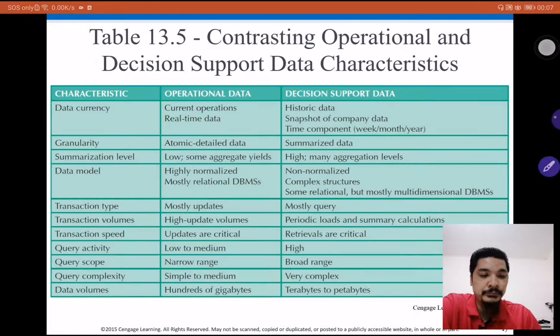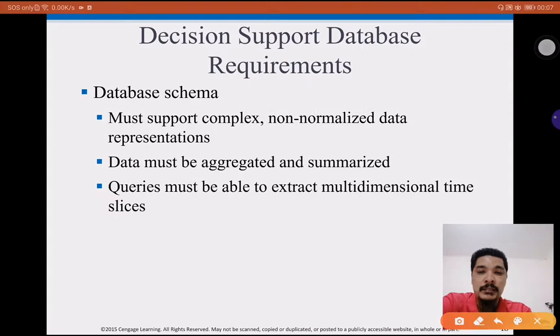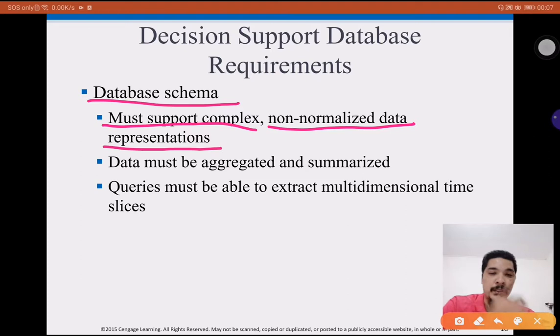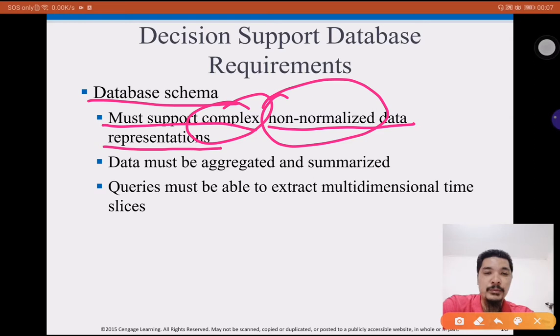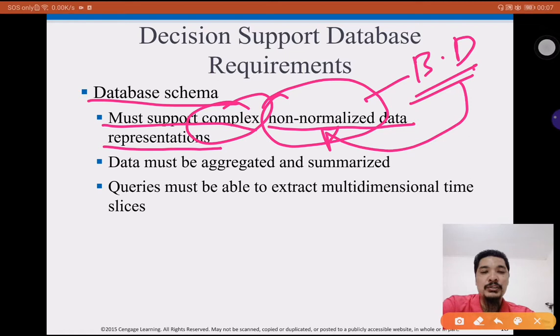Decision support database requirements. Number one, the database schema must support complex and non-normalized data representations. Why do they talk about non-normalized? Before this, we mentioned normalization, and suddenly non-normalized. So in this situation, this is related to big data. Normally, big data is stored as non-normalized data. Small data we can store in normalized form. But in big data, because the data is very complex, the schema must support non-normalized data. So this is the thing that we need to understand.